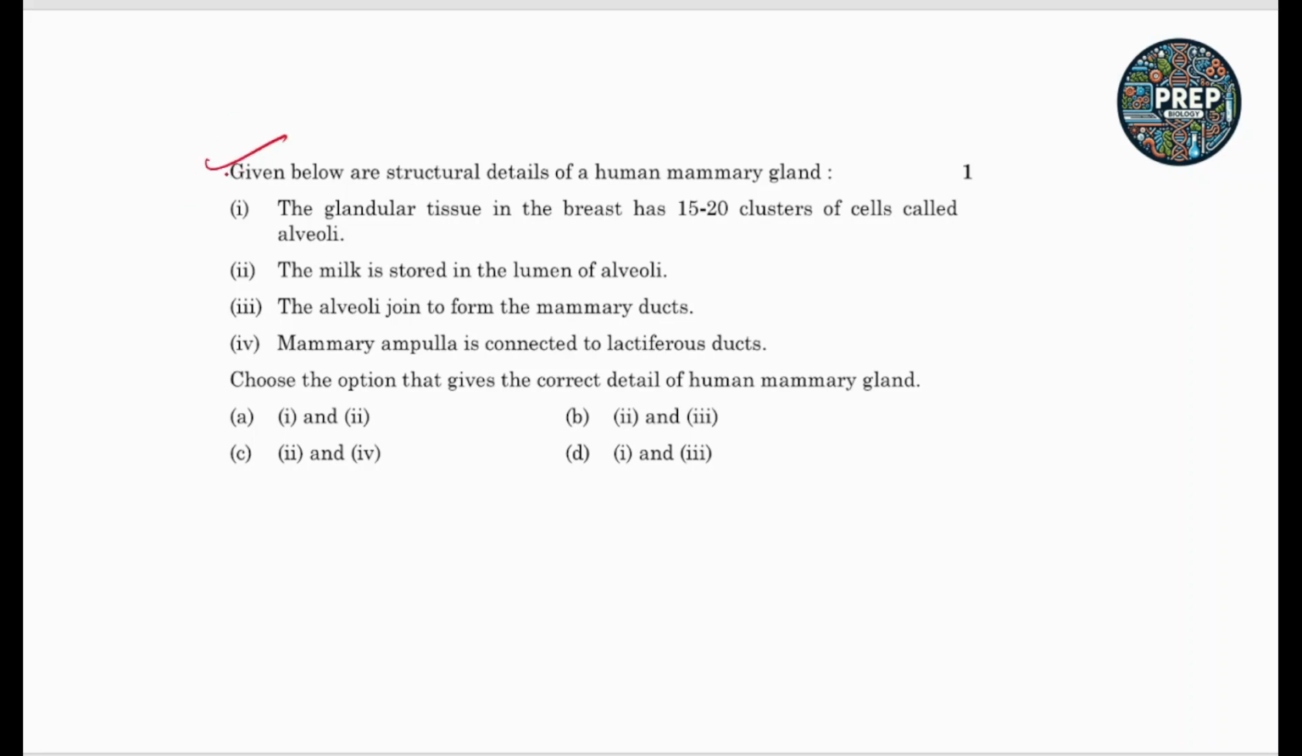Given below are the structural details of human mammary gland. Human mammary gland means the breast of the female. You all have to find out the correct detail. First is the glandular tissues in the breast has 15 to 20 clusters of cells called alveoli. Second is milk is stored in the lumen of alveoli. This is correct. The alveoli joins to form the mammary ducts. No. Next is the mammary ampulla is connected to the lactiferous duct.